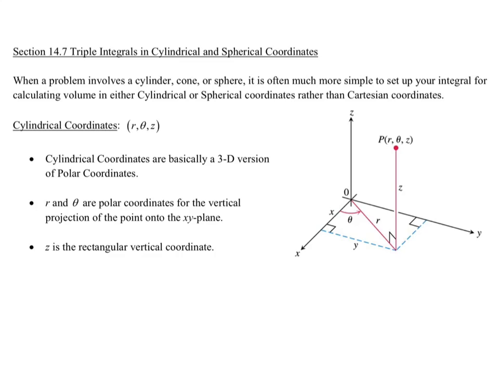So cylindrical coordinates are ordered triples with r, theta, and z. The r and theta are the polar coordinates for the projection of your shape onto the xy plane. Z is the vertical rectangular coordinate, and so you're just adding a third dimension to your polar coordinates in order to better calculate volume.